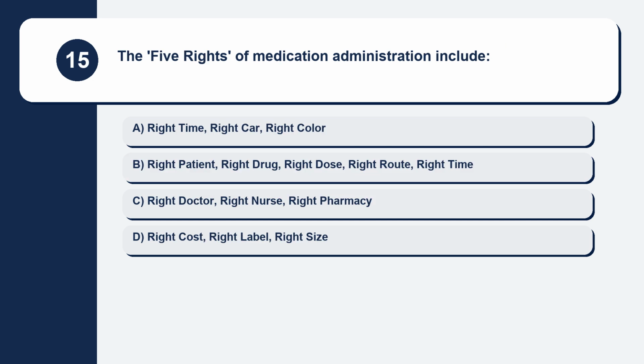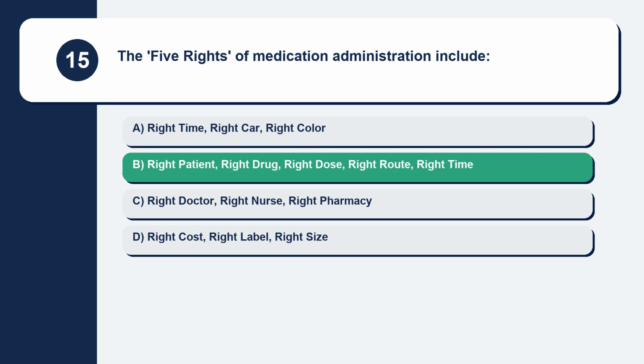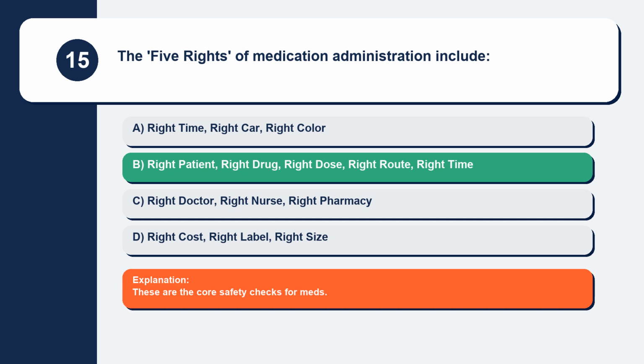Question 15. The 5 rights of medication administration include: right time, right car, right color, right patient, right drug, right dose, right route, right time, right doctor, right nurse, right pharmacy, right cost, right label, right size. These are the core safety checks for meds.